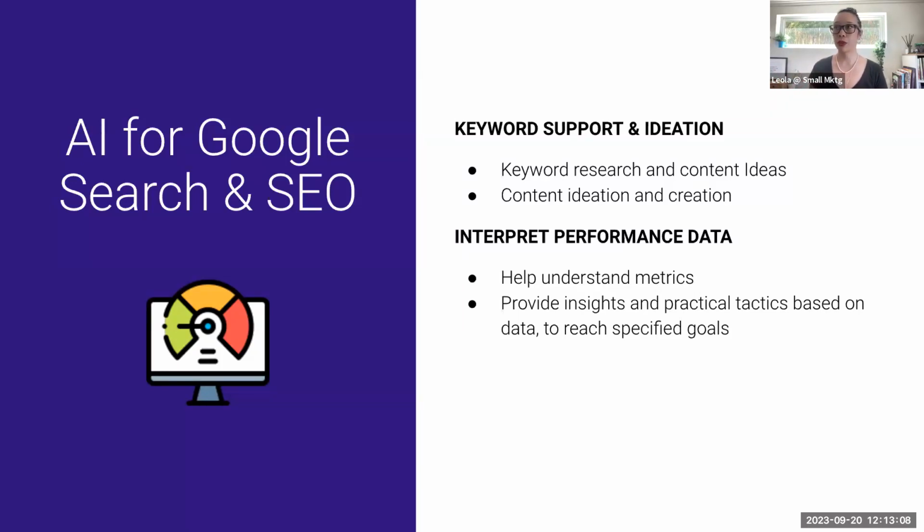So keyword support and ideation. I'll show you how you can do some keyword research and content ideas, as well as content ideation and creation. So I'll show you how to do that. And then secondly, interpret performance data. So help you understand metrics, as well as provide some insights and recommendations based on those metrics. As marketers, one thing that we now have to do more and more of is get into the data. And sometimes we are natively marketers and not natively data analysts. And so ChatGPT and Bard can really help in that space. So let's jump in.